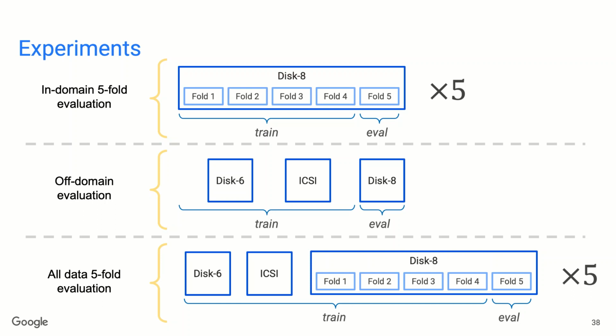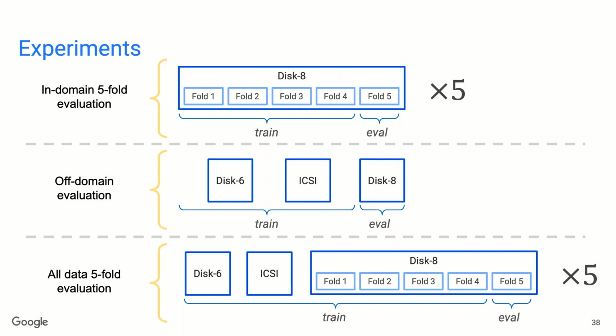Remember that we are doing supervised diarization, which is different than any existing work on speaker diarization. So our evaluations are also kind of more complicated. That's why we have 3 different setups. The first setup is in-domain evaluation. We only use disk 8, but do a 5-fold evaluation. We divide it into 5 subsets. Each time, we train on 4 and evaluate on the last one. Then we repeat this process 5 times.